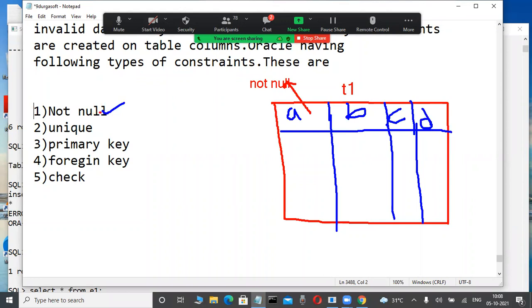Can I create a not null constraint on A as a column? Possible or not? Yes, possible. Not null we are creating where B is a column, also possible. Okay, fine. Can I create a not null on C as a column? Possible or not? Yes, possible.